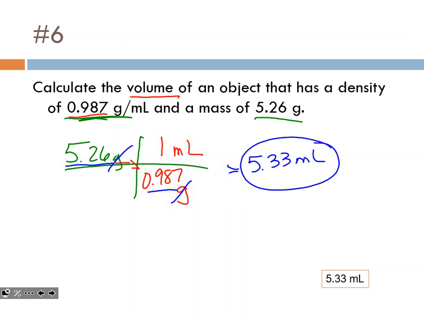so this is dimensional analysis using density. And there are a couple problems in your review packet to do that as well to practice. Okay?